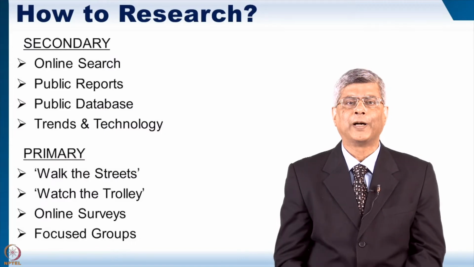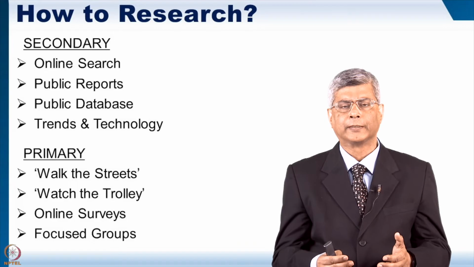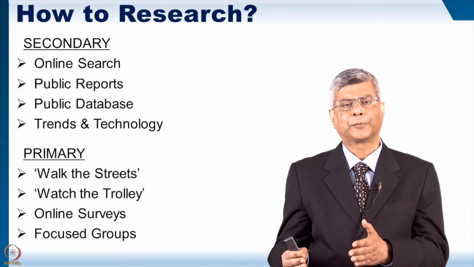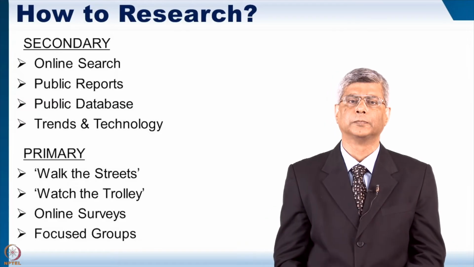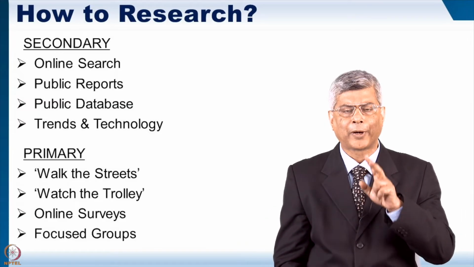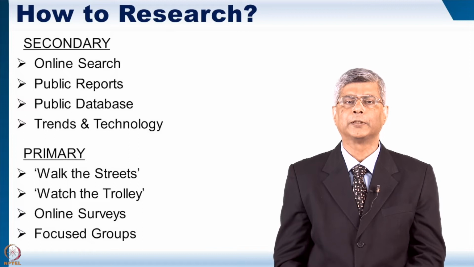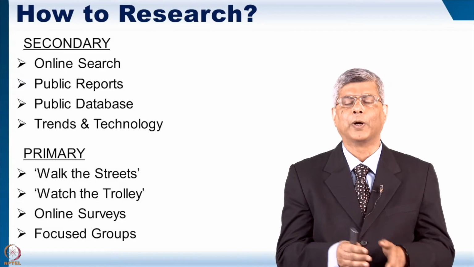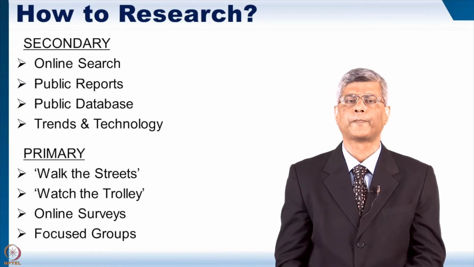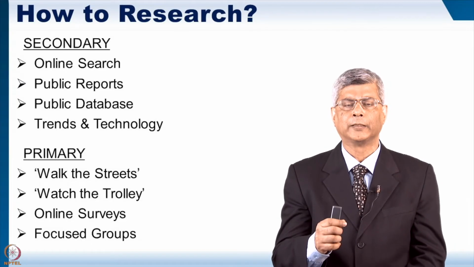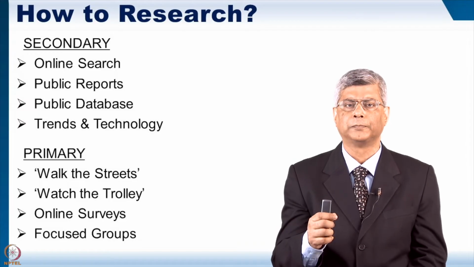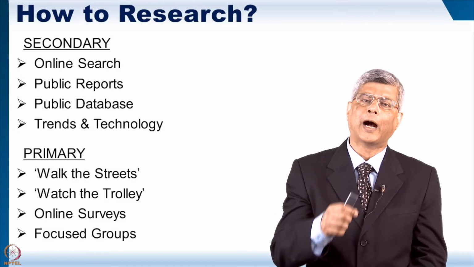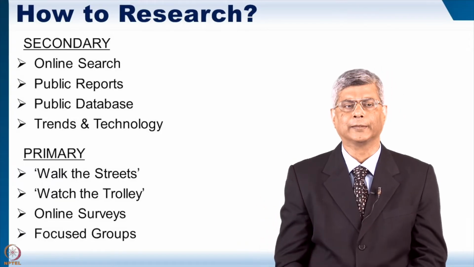I have talked so far about what to research and whom to research. The next question is, how do I research? So there are two primary methods of research. One is secondary research and one is primary research. Secondary research is when you collate data and findings which others have collected.